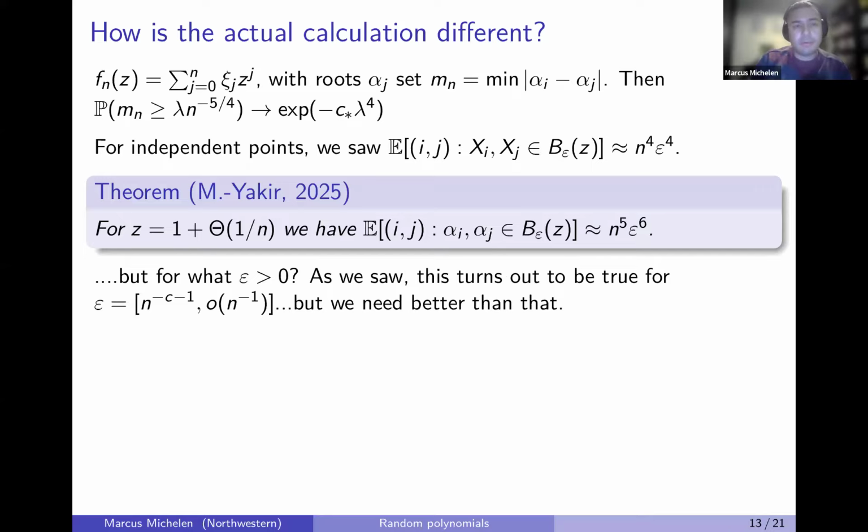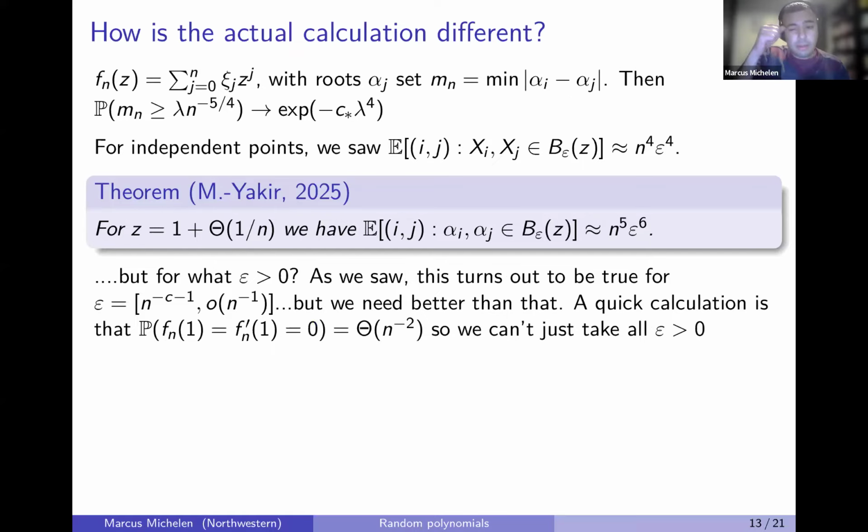So I want to note that you can't have something like this holding for all epsilon. Because if I have that n is, let's say, divisible by 4, then I can have that 1 is a root of f and its derivative at the same time, with probability 1 over n squared. So of course, if I make epsilon very small, n to the fifth epsilon to the sixth is much less than 1 over n squared. So the value I'm going to be able to take epsilon for can't be arbitrarily small. At least not for all z.